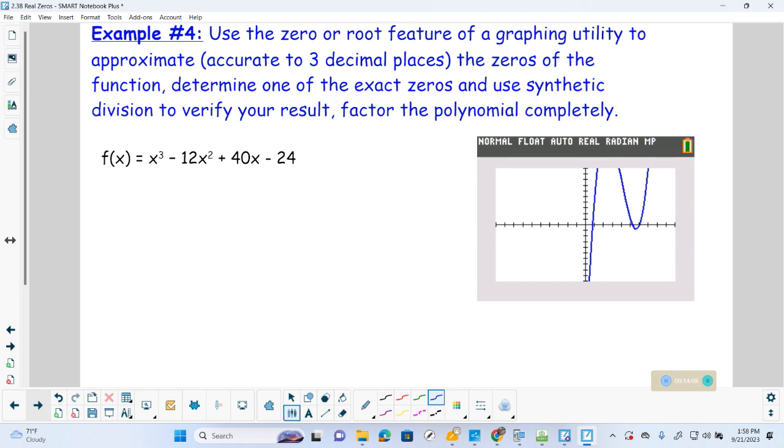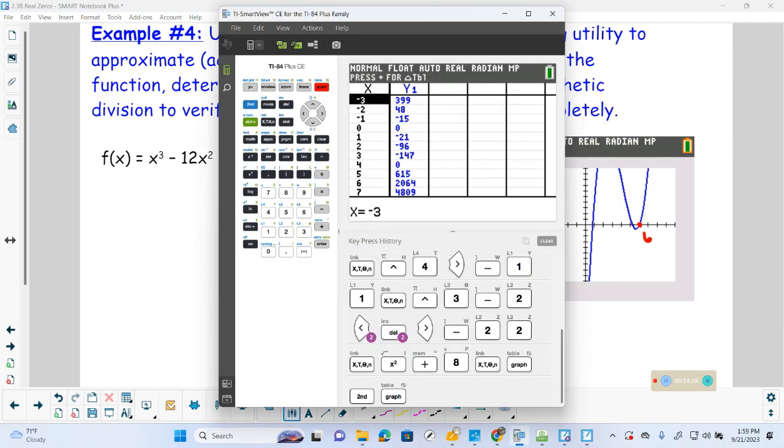Here we go. Use the zero or root feature in your graphing utility to approximate to 3 decimals the zeros of the function. Determine an exact one and use synthetic division. Okay, so we can see over here, this is probably our exact one. I'm guessing that's at 6. We'll take a look. And then we have those other 2 decimal ones. So again, let's go ahead and punch that in our calculator.